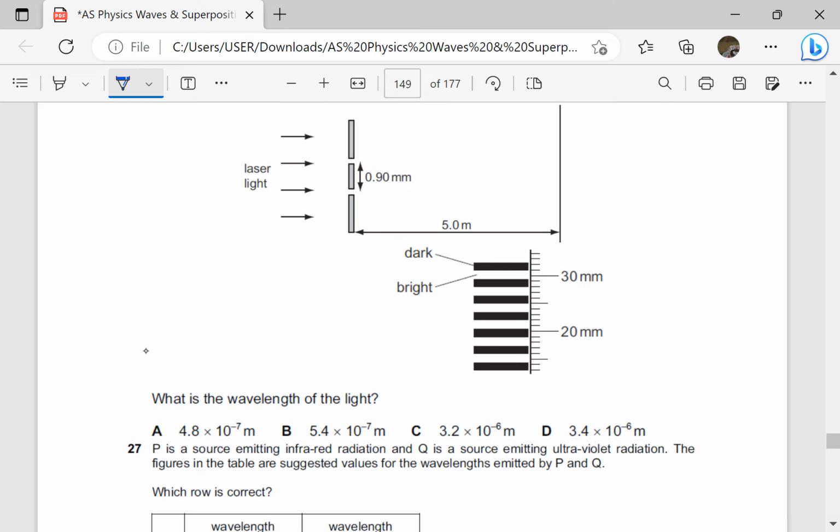They have given us the distance between one dark fringe and a bright fringe. So we may find the distance between two successive dark fringes, and that distance is going to be half wavelength. Is that true? No. That one will work for a stationary wave. Since it is a double slit, I will simply use lambda is equal to ax divided by d.